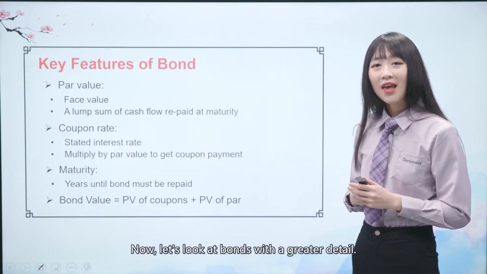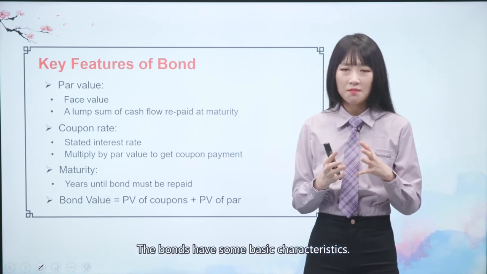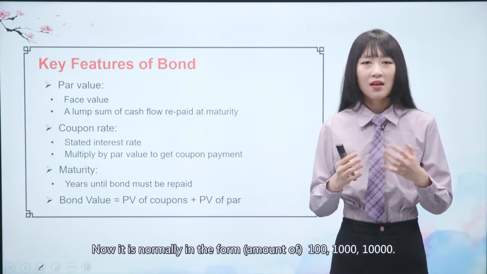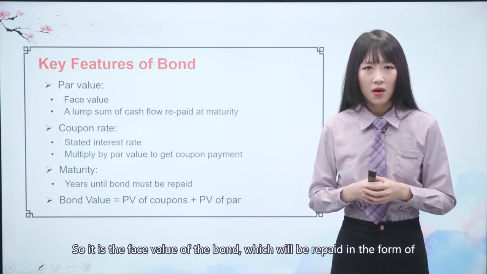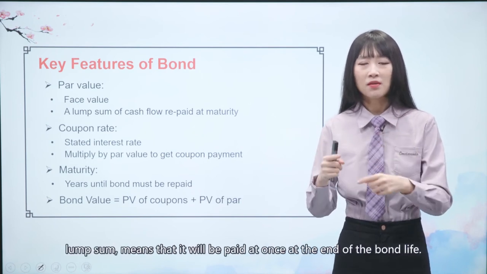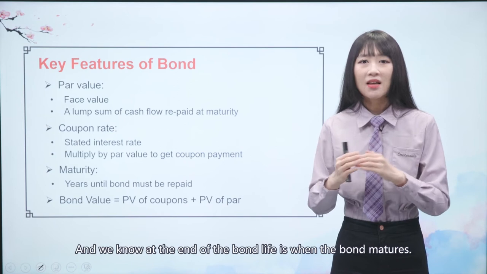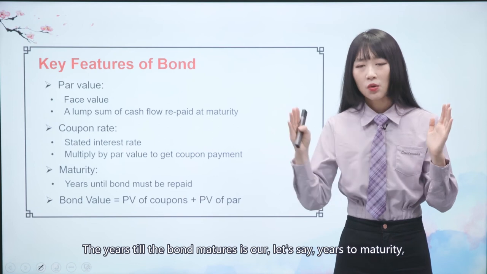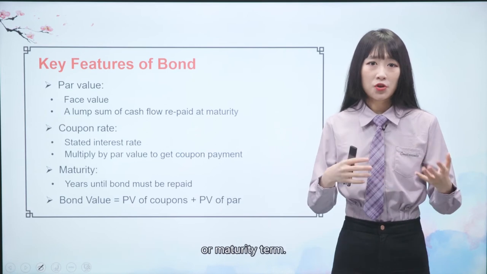Now, let's look at bonds in greater detail. Bonds have some basic characteristics. The first one is its par value. It is normally in the form of, say, 100, 1,000, or 10,000. So it is the face value of the bond, which will be repaid as a lump sum, meaning that it will be paid at once at the end of the bond life. And the end of the bond life is when the bond matures. So the years until the bond matures is our years to maturity, our maturity term.